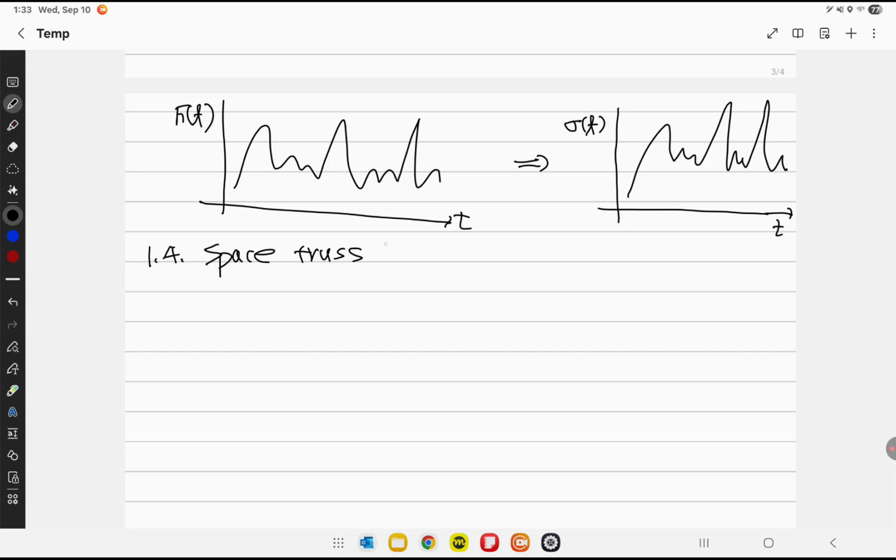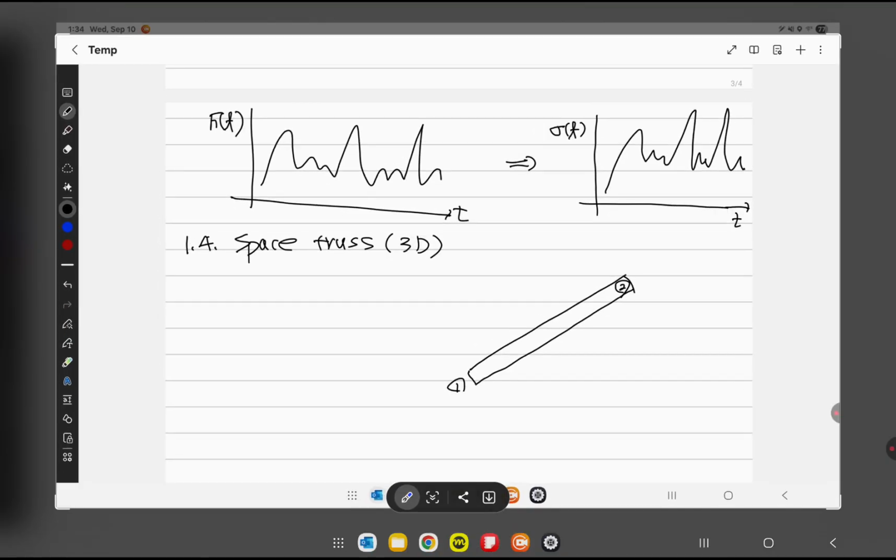Space truss. So plane is 2D, space is 3D. It's really complicated, so I will not try to solve it, but let's try to understand it. This is a space truss. It's not on the plane, it's out in space, and you have node 1 and node 2. How many degrees of freedom does my space truss element have? 3. How many rigid body modes does this object in space have? 6.